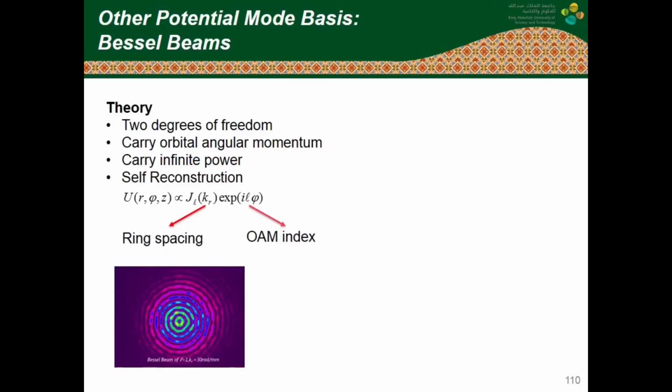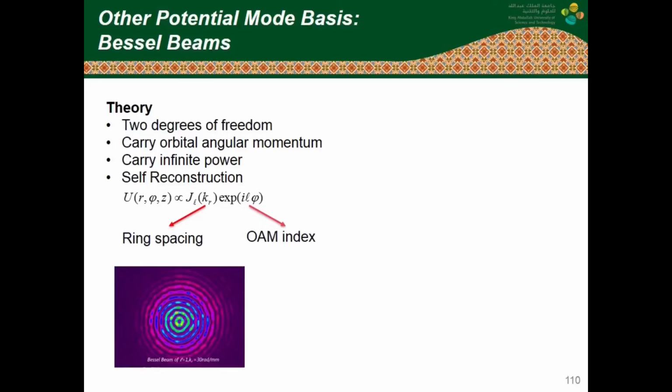Another mode basis that could be of interest for spatial mode multiplexing is the Bessel mode family. In theory, a Bessel beam has an infinite number of rings and can carry infinite power, and it is able to reconstruct itself after encountering an obstruction. The electric field is expressed as follows and contains 2 main parameters, which are the azimuthal index L, responsible for the orbital angular momentum, and the radial index Kr, or radial spacing.